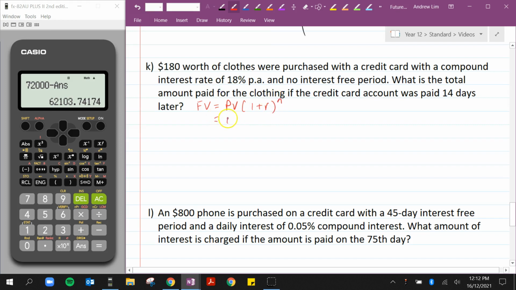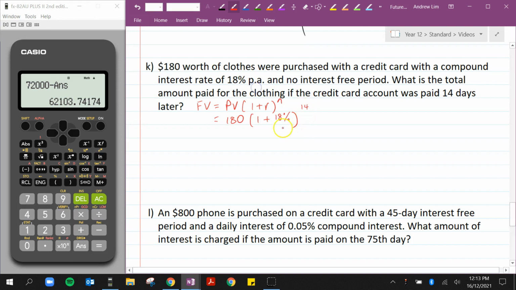So we bought $180 worth of clothes. The credit card has an interest rate of 18% per annum. But that's it, 18% per annum. It doesn't say it's compounded daily. Okay, so I'm just going to write 18% per annum. And we want it for 14 days.